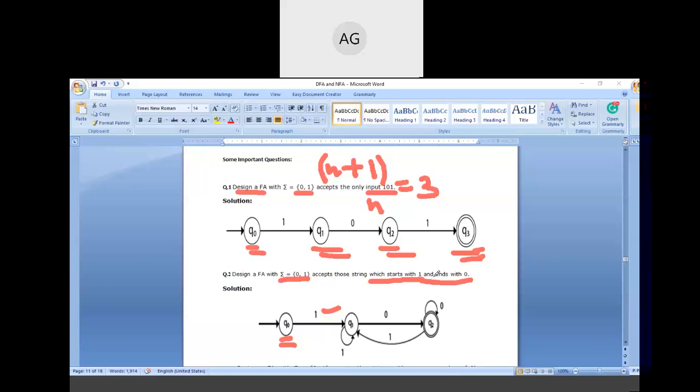And now the condition is that the string ends with 0. So now you need to write the 0 input, and as you can see here, q2 is the final state. Every string will start with 1 and then end with 0. After getting 1 0, it can get more 0s, so a loop is there, and this loop is of 0.